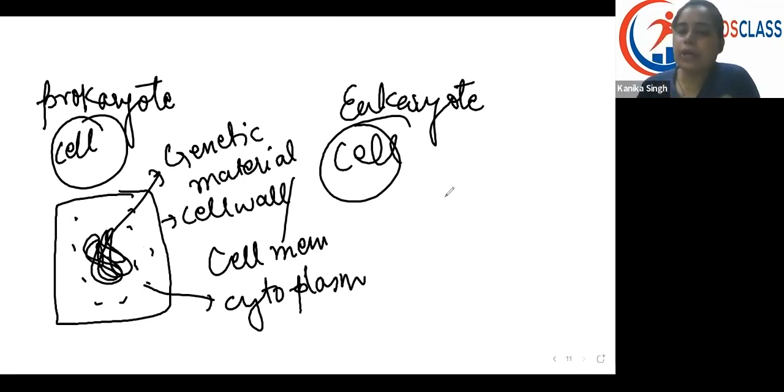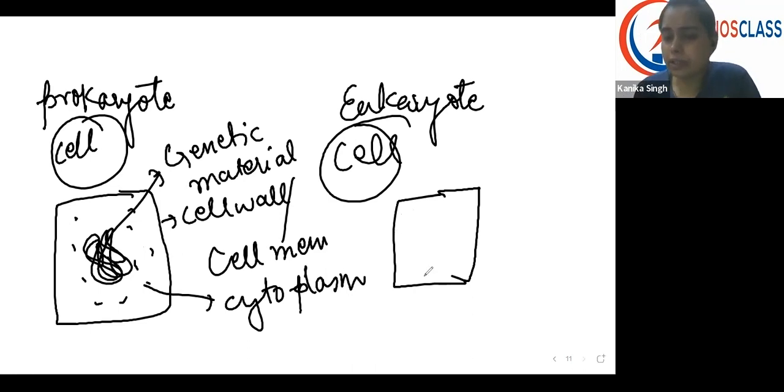But as we compare it with the eukaryotic cell, cytoplasm is there, cell membrane is present, cell wall is present in the case of a plant cell. There is a different compartment, that is known as the nucleus. That is known as the nucleus if it is present over there. And in this compartment, DNA and RNA are present.